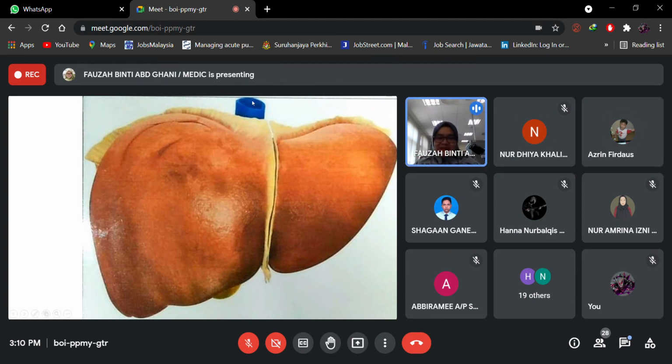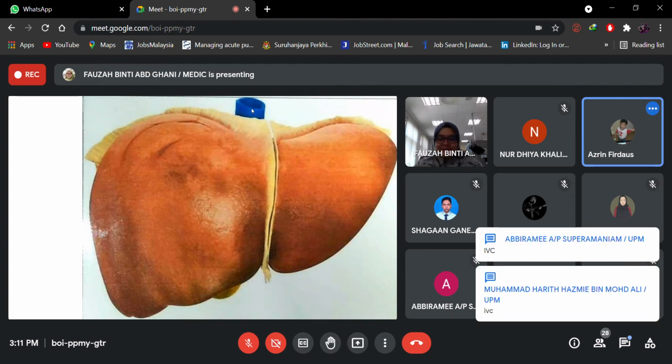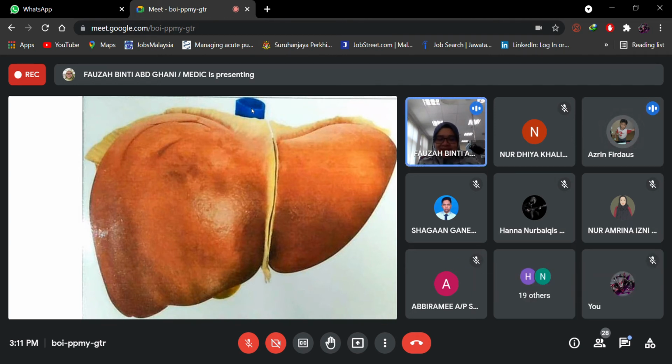Okay, and what is this structure here at the back? Is that the inferior vena cava? Right, that's the inferior vena cava. Then above that there is the coronary ligament. And below the right lobe there is the gallbladder. That's all. We can't see it clearly, not sure if this is the gallbladder. Okay, but this is from the anterior aspect.